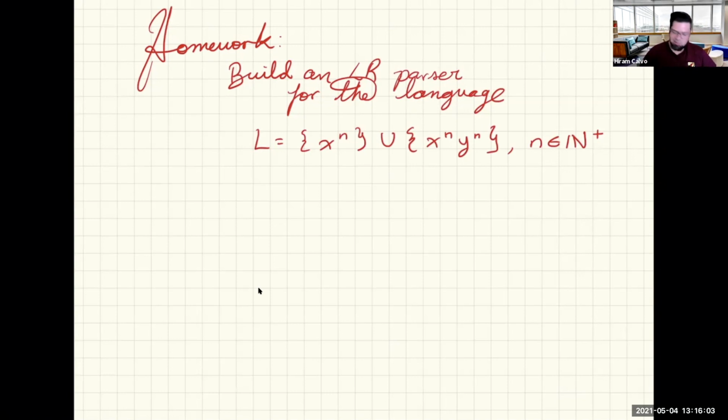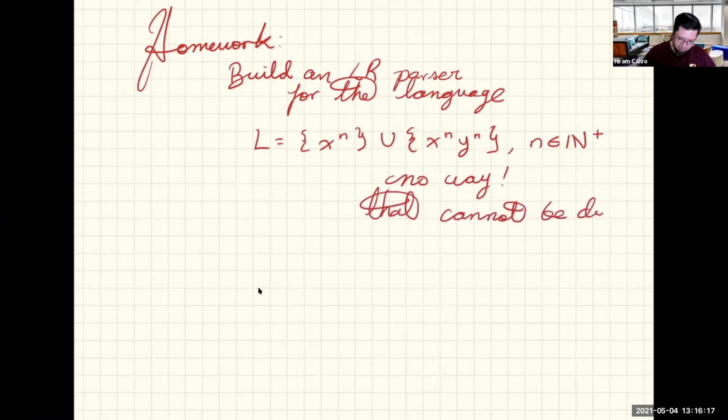So remember that we saw, no, that's very bad. Precisely, this one cannot be built with any LR. So I am asking you an impossible. So again, no way. Okay, sorry. So let's build it for x^n y^n, where n belongs to the positive integer numbers. Okay, so sorry for that.